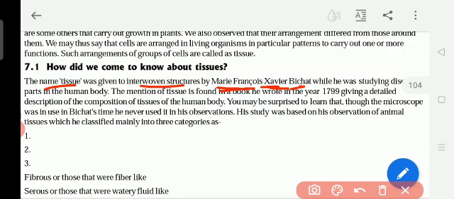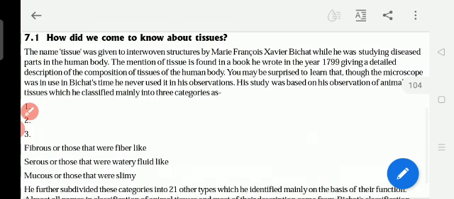While he was studying deceased parts. So what is the meaning of deceased? Deceased means dead body. So dead body parts in the human body, when he was studying each part, he found out the tissue. All the tissues are only making the parts of the body. So he gave the name tissue.